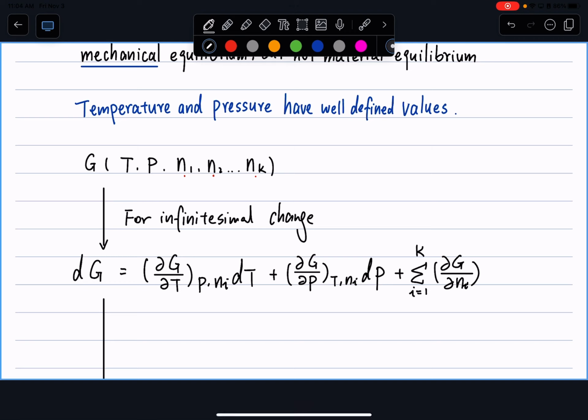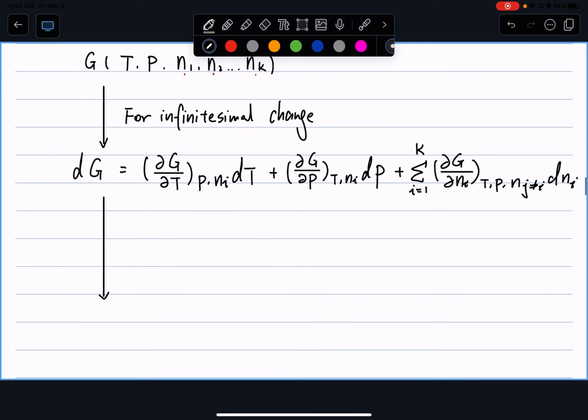Here, we start from 1 and go all the way to k, right? So we're talking about N1, N2, N3, all the way to Nk. And everything, including temperature, pressure, and the number of moles of every other substance, is kept unchanged in this process. And we sum that term together using the summation symbol. And then we have a little bit more information. In this case, we have dG equals negative S dT plus V dP for reversible processes.